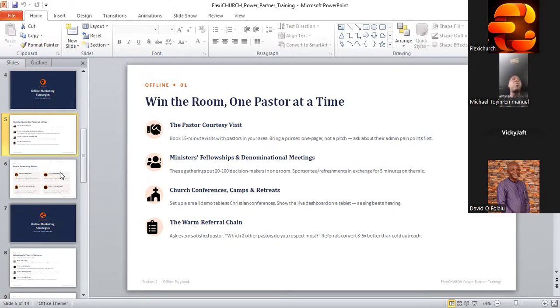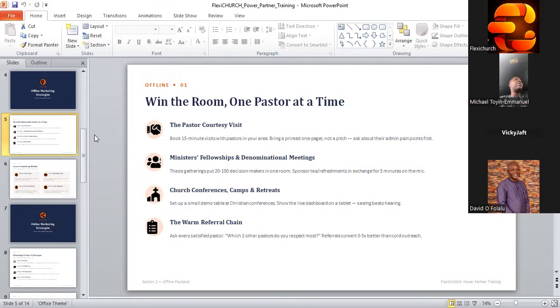Also, if you need materials, you can leave something behind. We have several physical materials as Flexichurch that we can send across to you to aid and enhance your sales strategy. And when you visit, you can leave them behind. The flyer can be left behind, a brochure can be left behind.